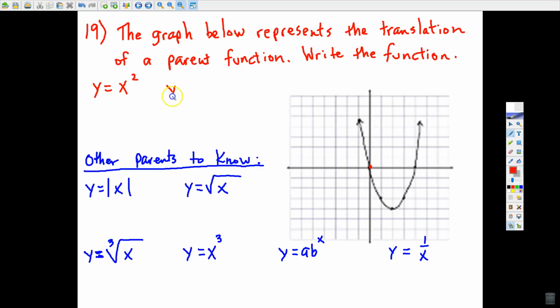And so the way we handle this translation: inside the parentheses, we take care of the horizontal shift, and it went 2 to the right, so we do that with x minus 2. The vertical shift is handled outside of the parentheses, and 4 down means minus 4. So that's my answer for number 19. I'm going to take just a minute and identify these other parent functions, just do rough sketches, just so you can have a basic idea of what they look like.